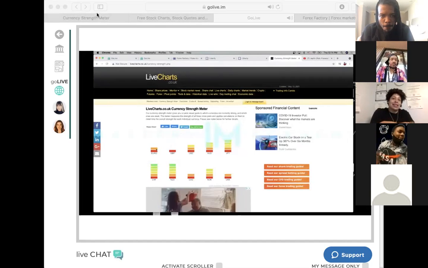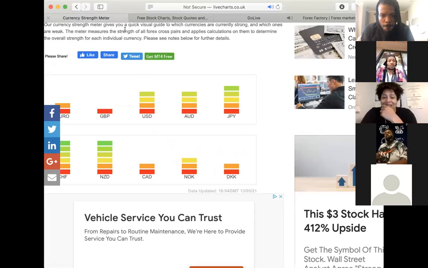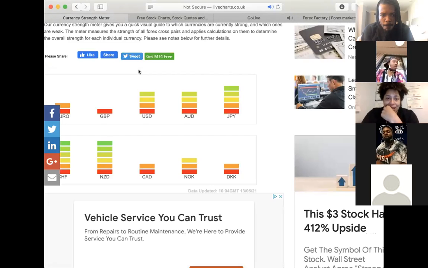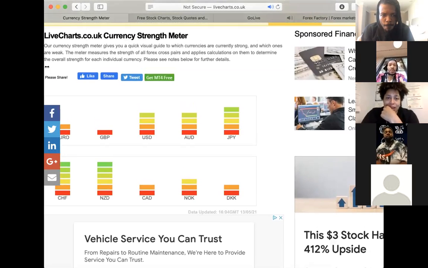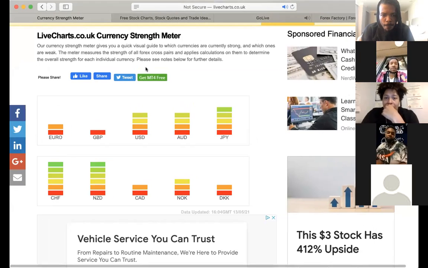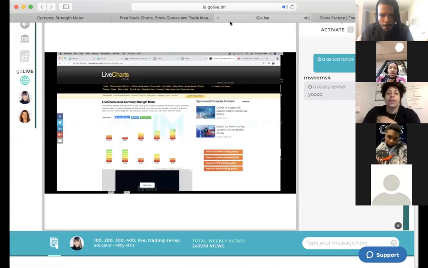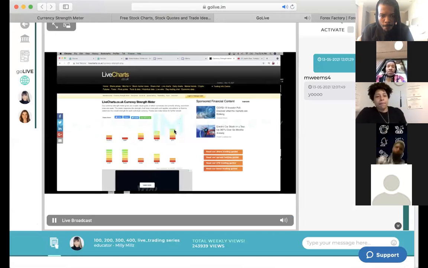Now, if you see that the currency has 2 bars, then it's just very stagnant. It's moving very, very slow. But if you see more bars, then you know that currency is strong. So this currency strength meter website shows you which currencies are strong, which ones are weaker, which ones are experiencing news, especially if you see 1 bar.